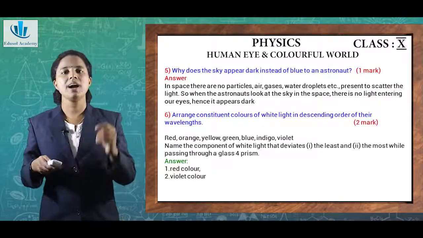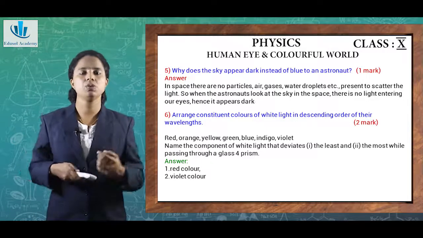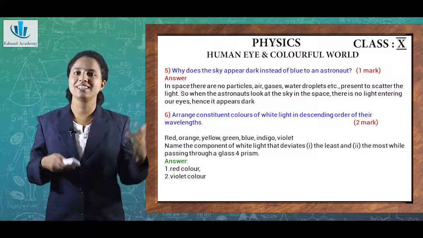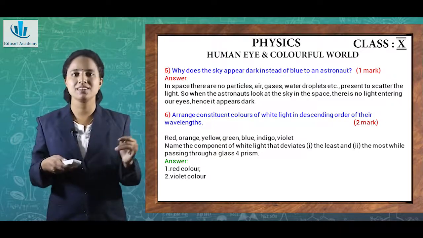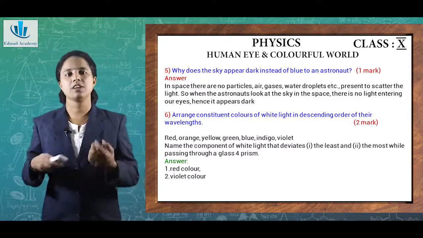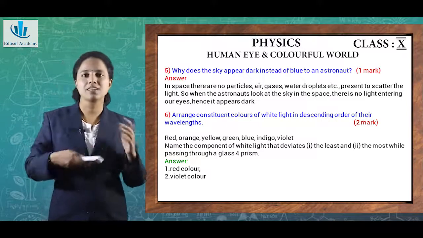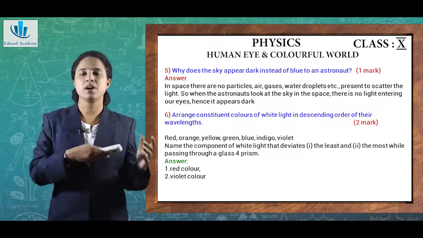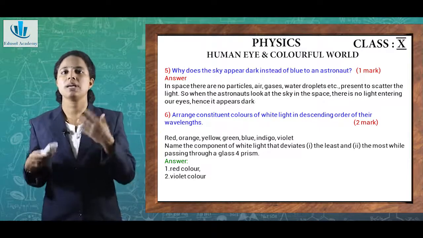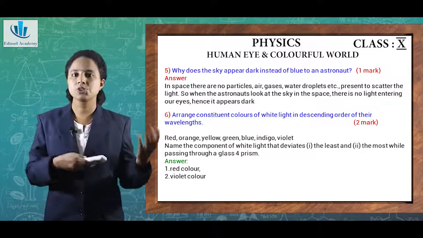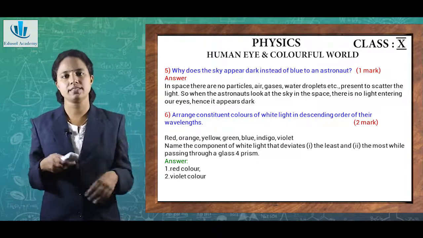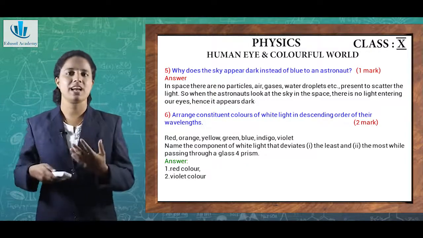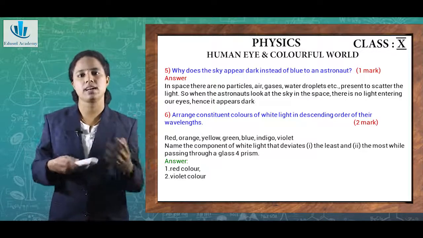Next question: why does the sky appear dark instead of blue to an astronaut? In space, we know that there is no atmosphere. There are no particles, air, gases or water droplets. Only if such particles are present will they be able to scatter the light, isn't it? Since such particles are not present in space, there will not be any scattering of light. So when astronauts look at the sky in space, no light will be entering their eyes since there is no scattering, and thus it will appear dark.